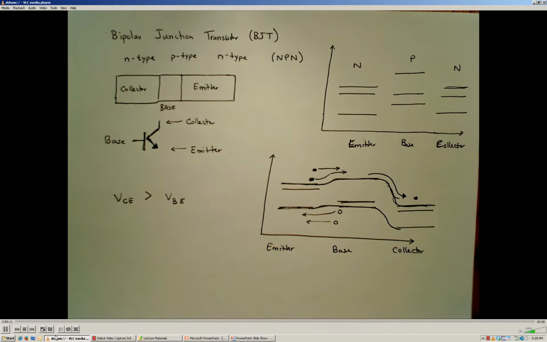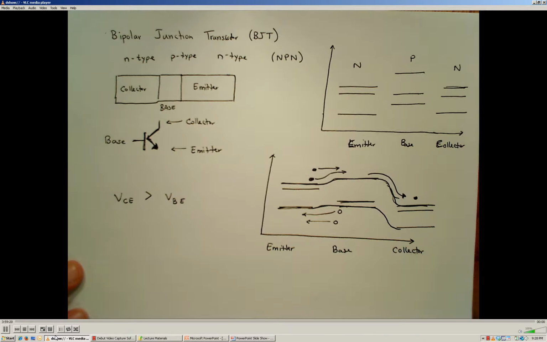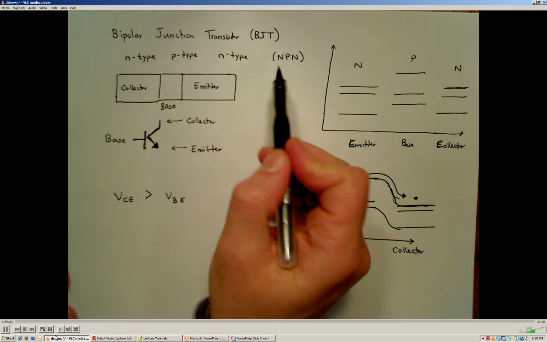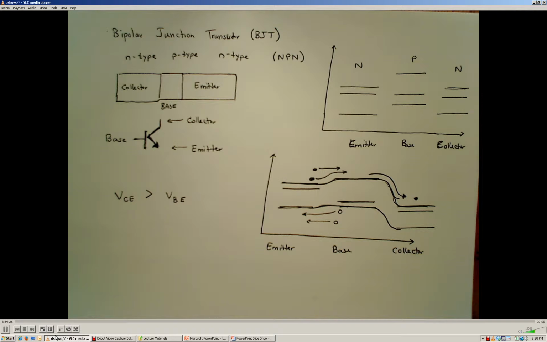Okay, we have a slightly different symbol for a PNP transistor. And the way I always remember this is the arrow is not pointing in, so this must be an NPN. And of course, the NPN transistor refers to the arrangement of the N-type and P-type materials.